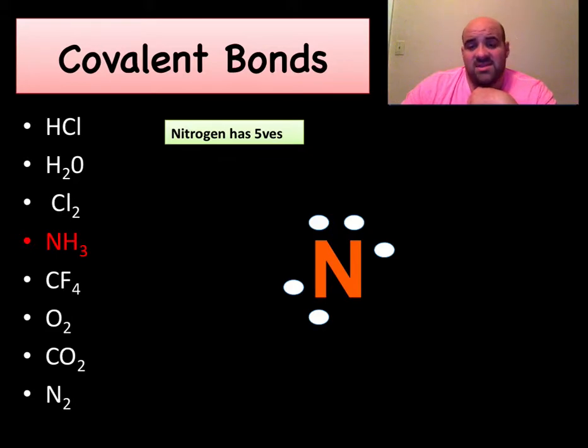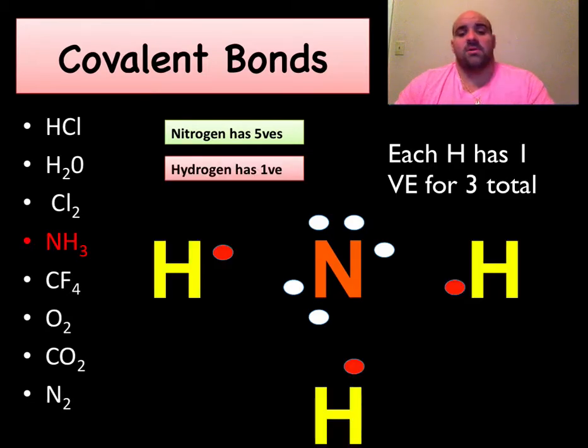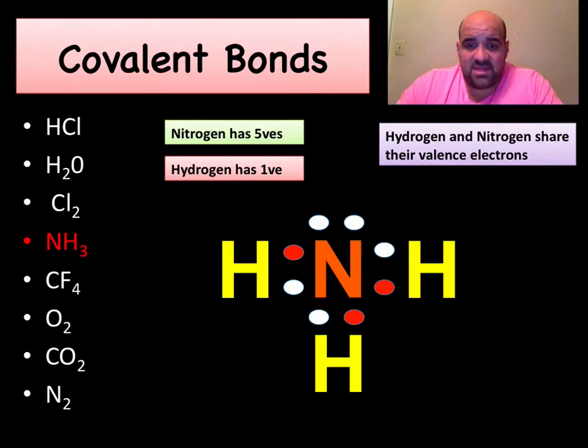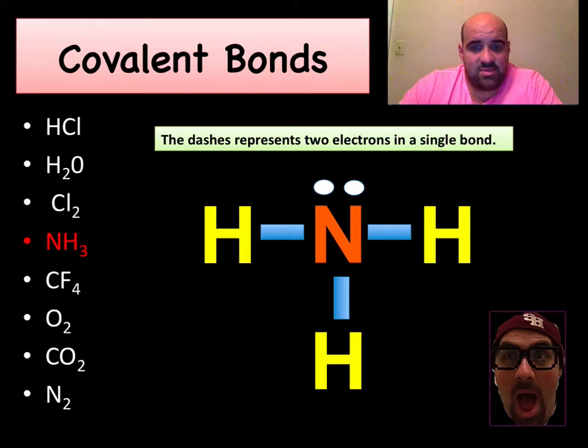Nitrogen has 5 valence electrons. How many does it want? It wants 8. So we have 3 hydrogens, and each hydrogen has 1. Guess what's going to happen? Well, they're going to pair off and share those valence electrons. And now nitrogen has its octet. It is happy. It is stable.